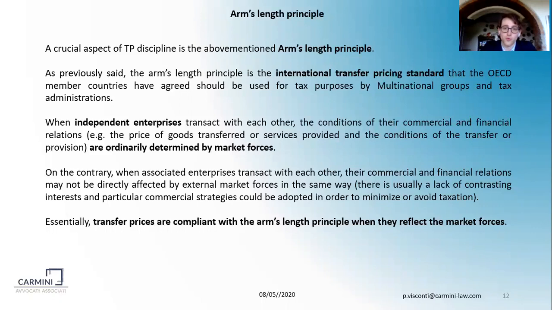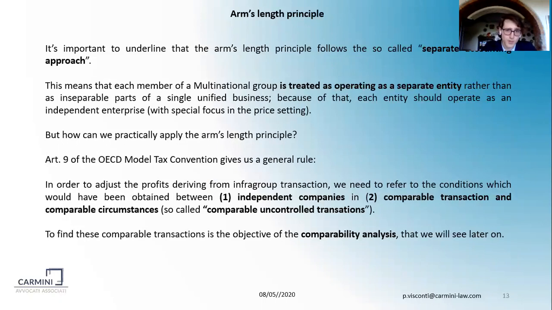So in order to analyze a transaction, in order to determine the arm's length price, first of all, we need to use a separate accounting approach. This is the approach applied by OECD member states and most of the multinationals, for sure. According to this approach, each entity of the group is to be treated as a single entity, and the profit of each single entity should be taxed by the country of residence.